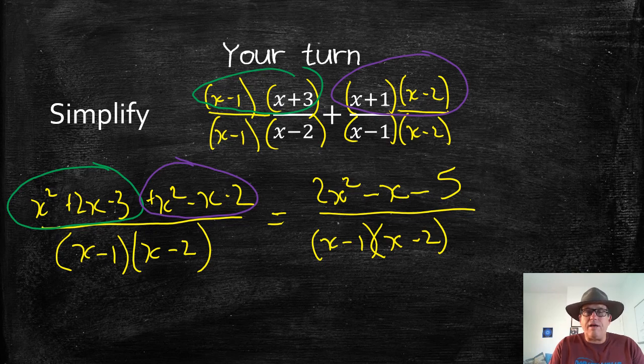2 times minus 5 is minus 10. Is there anything that multiplies to 10 and adds to 1? No. 10 is 1 times 1, or 1 times 10, or 2 times 5. None of those are going to add to 1. So there's nothing else I can cancel.